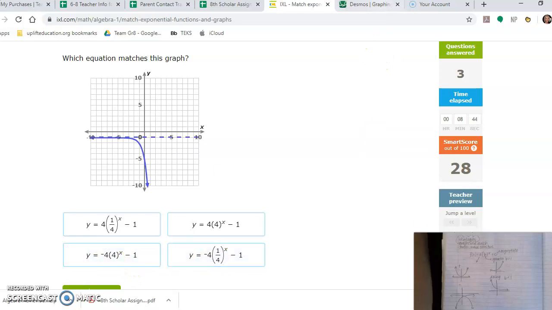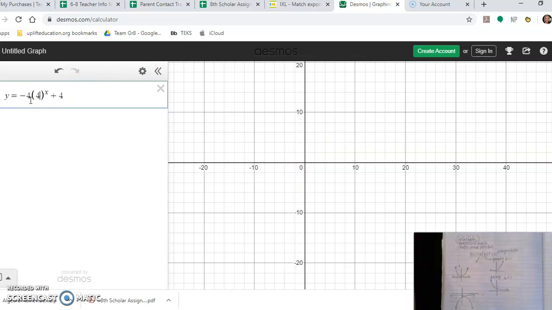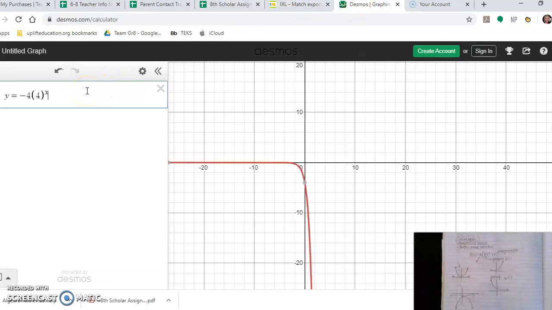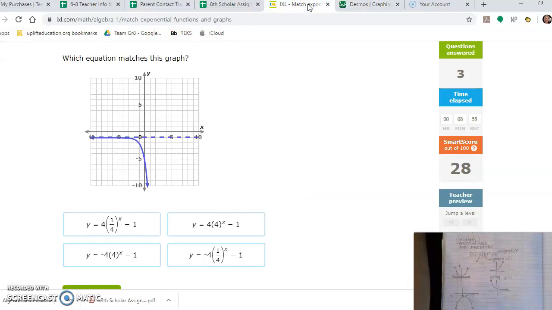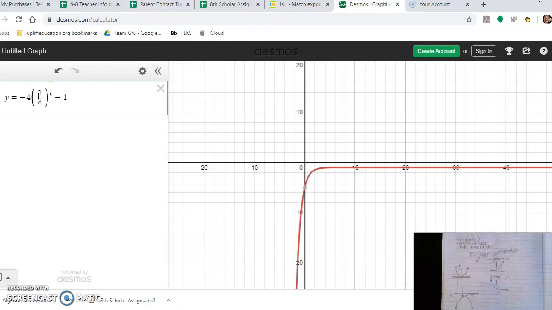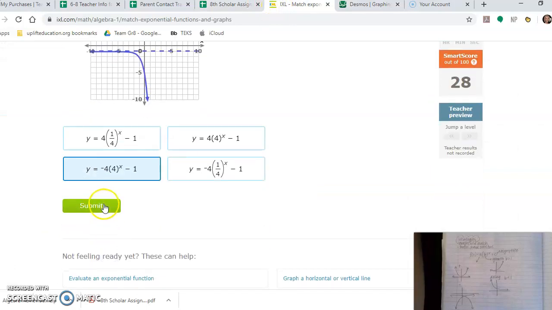So I've got -4 (4)^x minus 1. That one looks a lot like that one. Let me try one more, the 1/4 instead. Nope, that's not that one. So that's my answer. Boom.